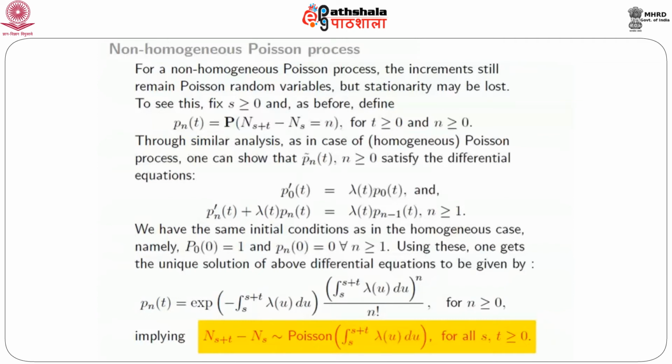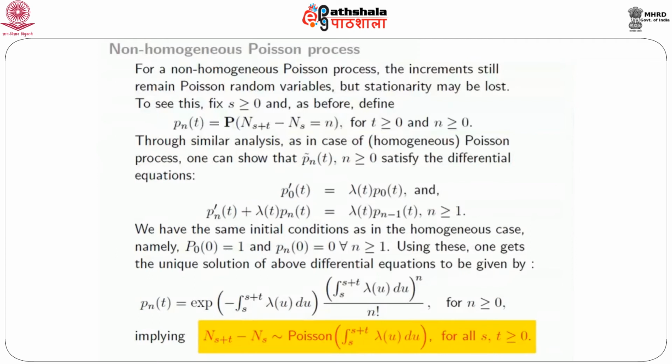Now again, one has the same initial conditions as in the homogeneous case. The initial conditions do not change because N(0) is assumed to be 0, which means P_0(0) is 1 and P_n(0) is 0 for all n greater than or equal to 1, because at time 0 there are no events.